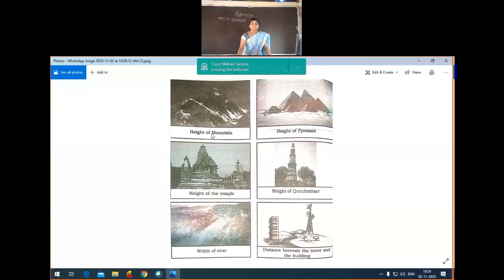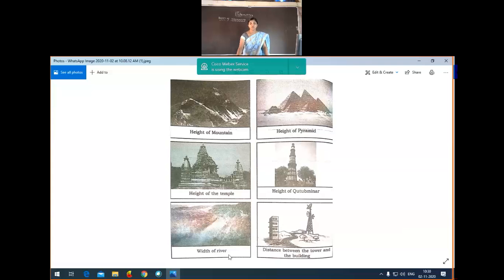See here, the first is the height of a mountain. How can we find out the height of a mountain? Then the height of a pyramid, the height of a temple, the height of Qutub Minar. If we are standing in front of the Qutub Minar, without measuring it directly, how can we say the height of the Qutub Minar? This is possible using the trigonometry concept.